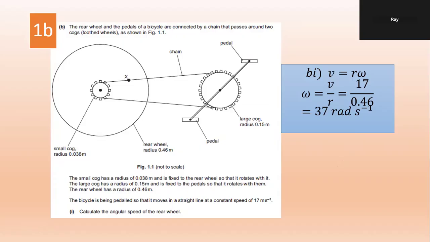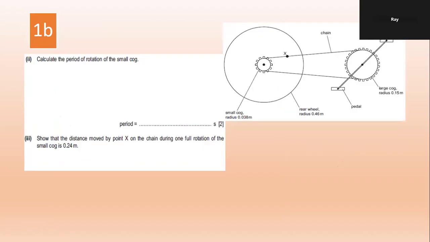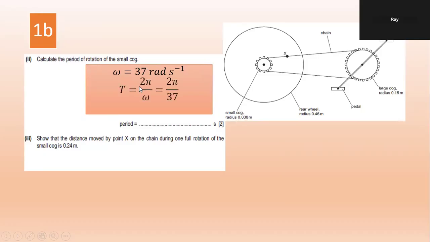Okay, calculate the period of rotation of the small clock. Right? Angular speed is the same for the whole thing. So you use angular speed rather than linear speed. Omega, calculate it out and calculate the period. 2 pi over omega, 2 pi over 37.